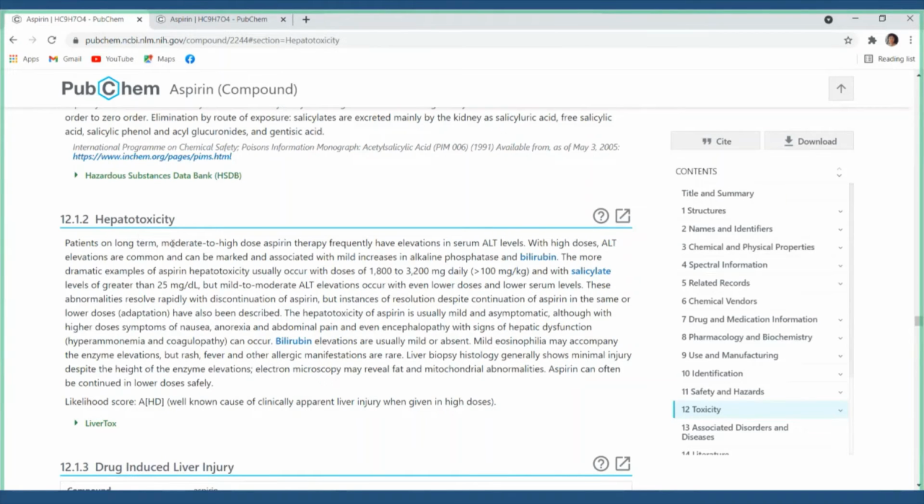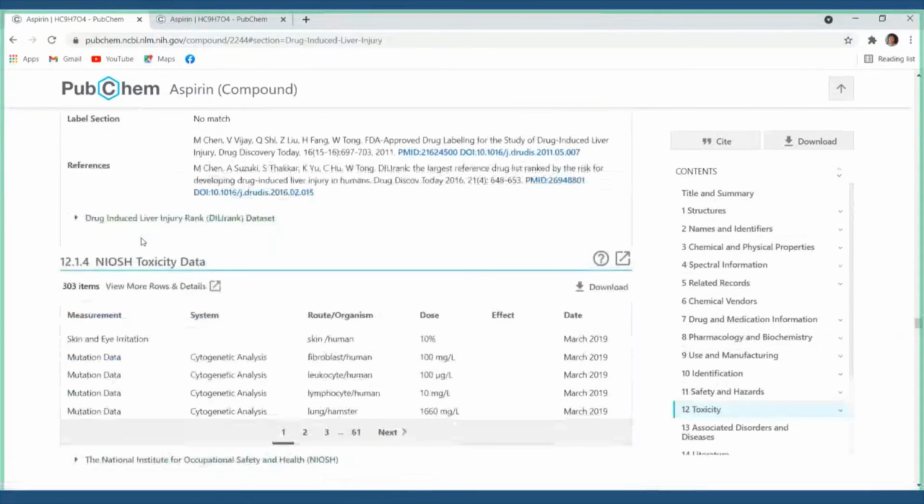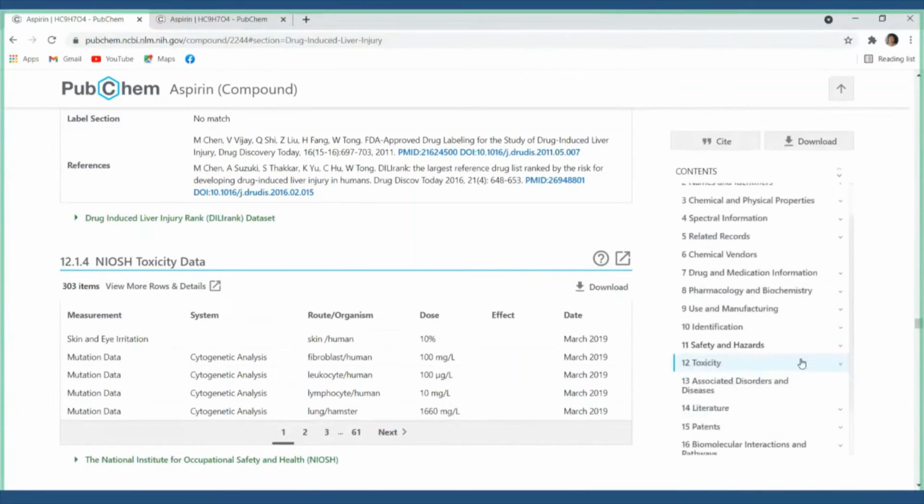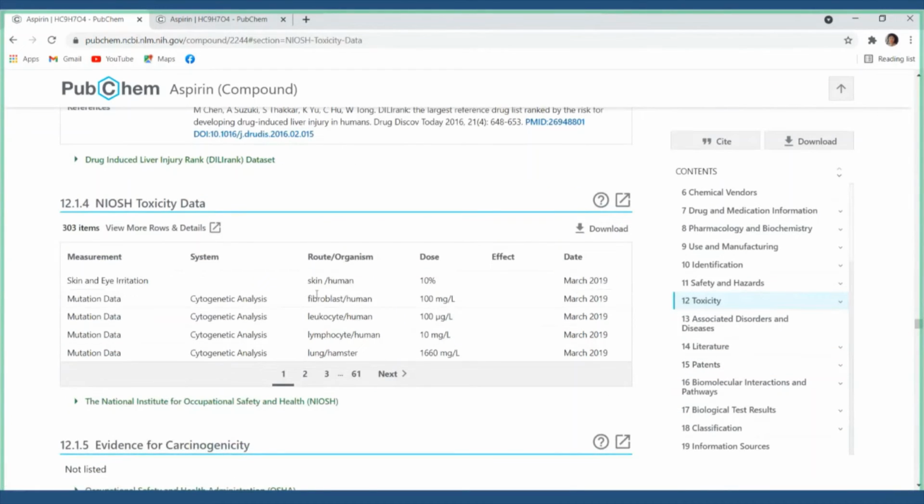So you can see the information: patients on long-term moderate to high dose aspirin frequently have elevations in serum ALT. This is an enzyme. So when you take too much, it can disrupt the membrane of the liver, which could be another problem. So, a whole lot of information about the drugs.